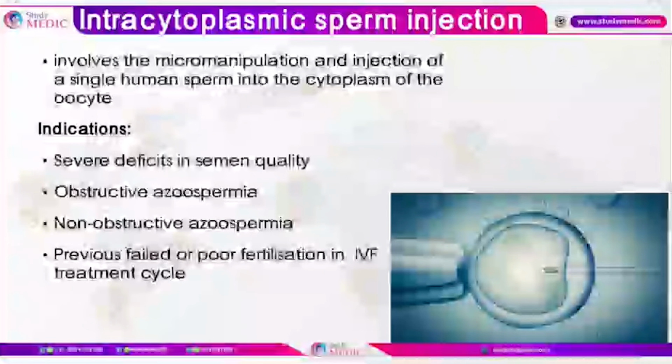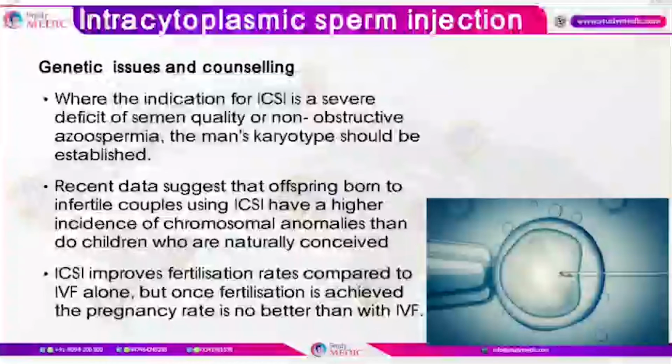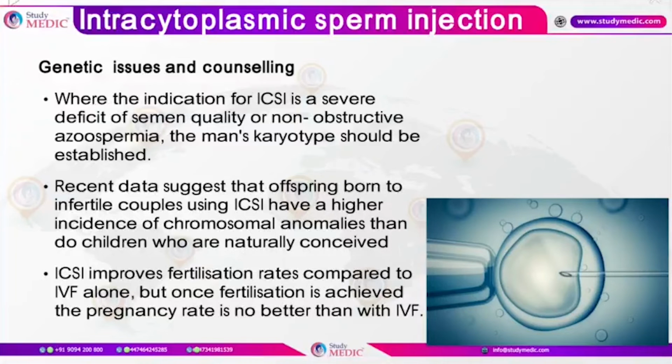So what are the indications? It could be a severe deficit of semen quality or obstructive azoospermia. In that context, the sperm will be retrieved by means of a surgical modality, called TESA, PESA, or also called surgical retrieval of sperm. Other indications are non-obstructive azoospermia and previous failed or poor fertilization in IVF treatment. So what are the important things that you should understand? The very important thing that you should know about is genetic issues and counseling.